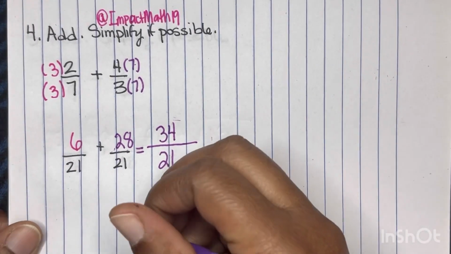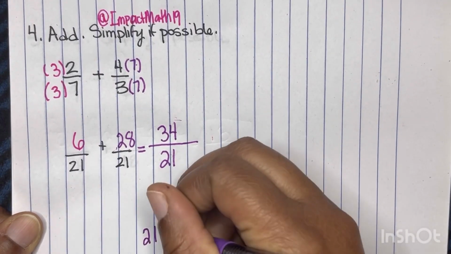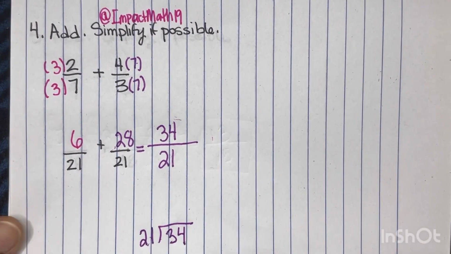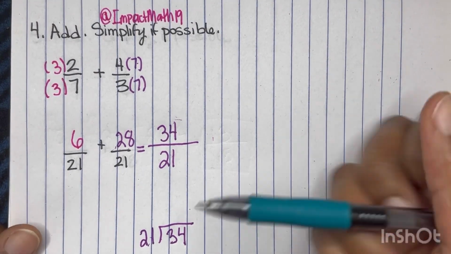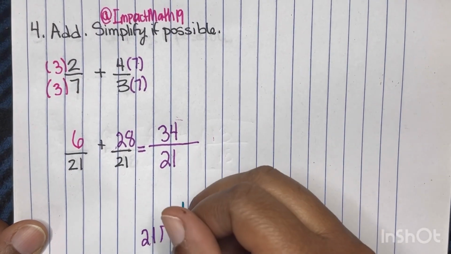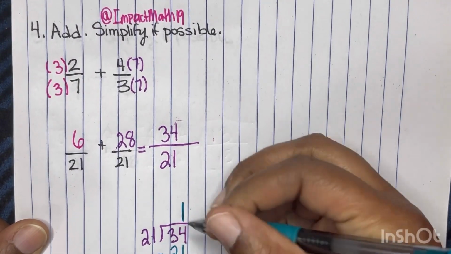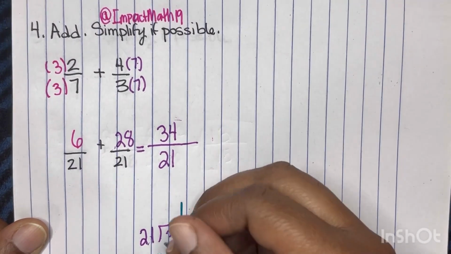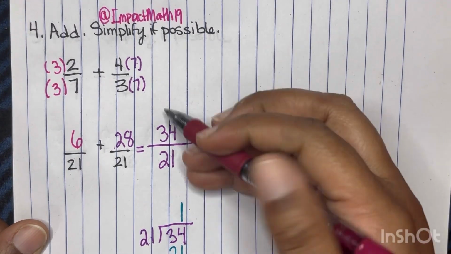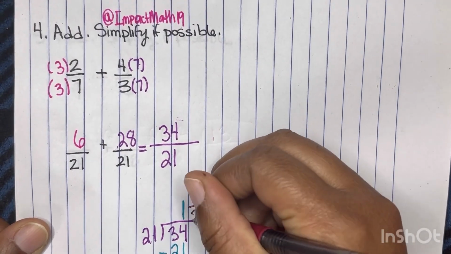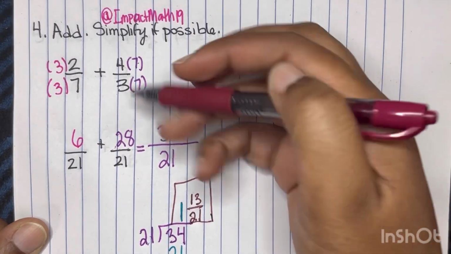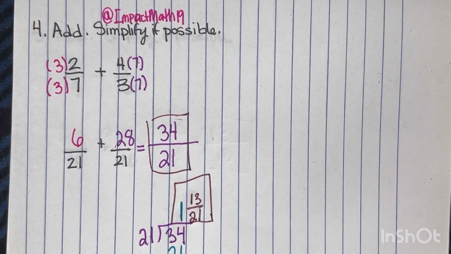And how we change it to a mixed number is we're going to divide them. So we're going to do 21 into 34. Well, how many 21s can fit into 34? One 21 can fit into 34. So we do 1 times 21, and then we subtract. So 4 minus 1 is 3. 3 minus 2 is 1. And then we have our remainder of 13 over 21. And so this is our answer as a mixed number, or this is our answer as an improper fraction.